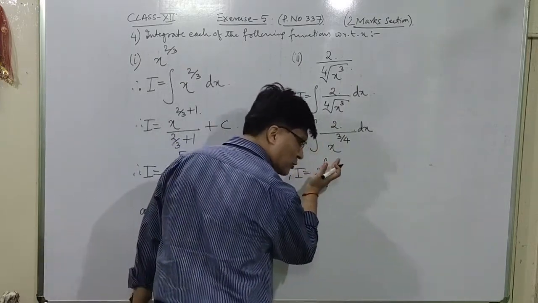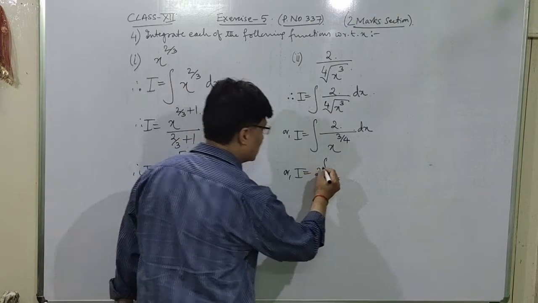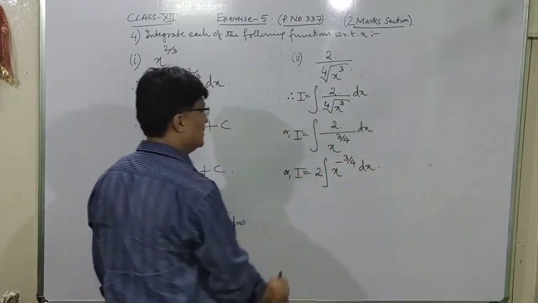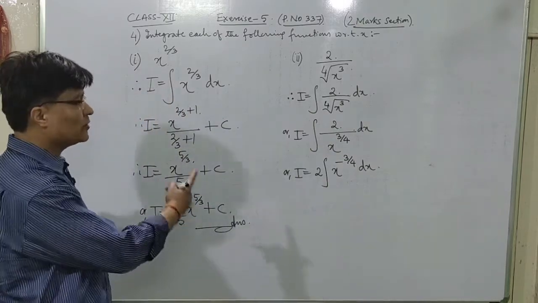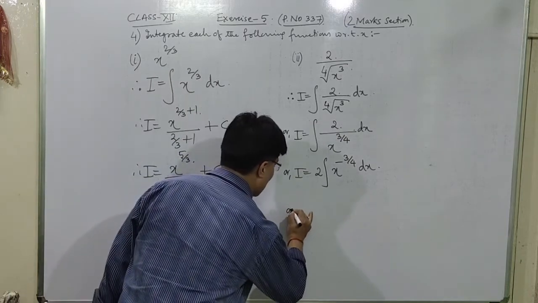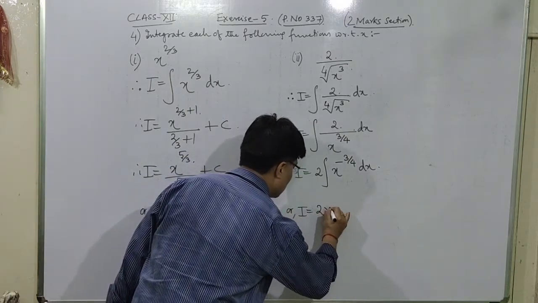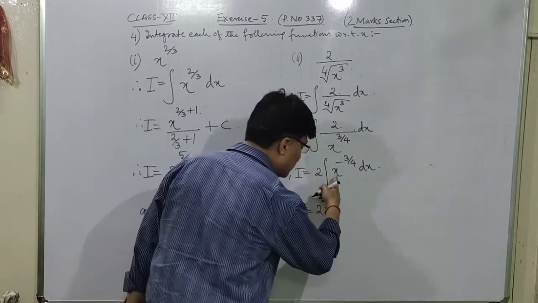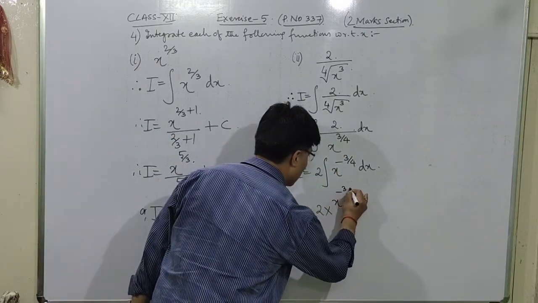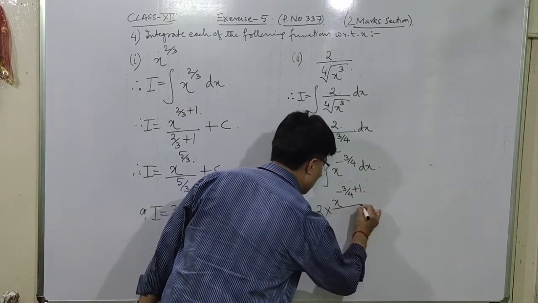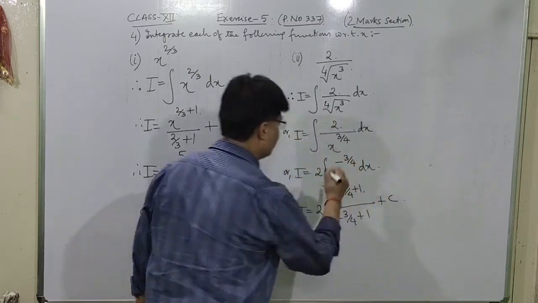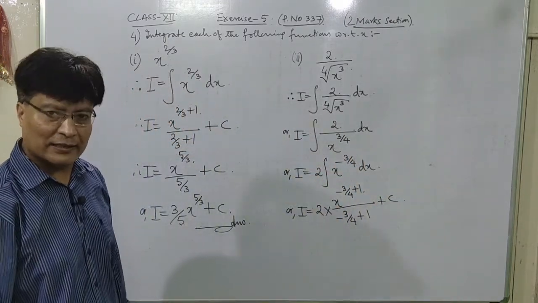Integration of x to the power 3 by 4, you have to take it to the numerator, so it is x to the power minus 3 by 4. Then what will you write? dx. Now you know this formula. Then you can use the formula for x to the power n here. So or I is equal to 2 into, what is this integration? It is just like your x to the power n, isn't it? So it is x to the power minus 3 by 4 plus 1 divided by minus 3 by 4 plus 1 plus c. Is that clear to all of you?